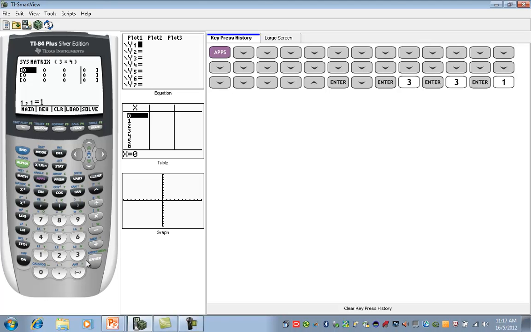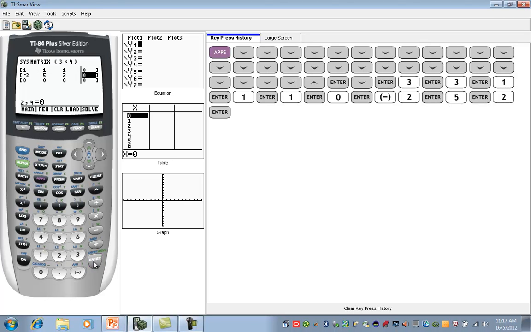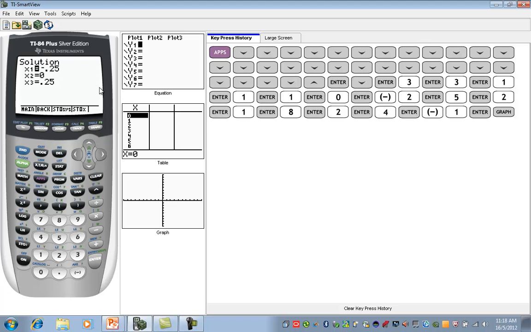I see that the first row is 1, 1, 1 with a right-hand side of 0. The second row is negative 2, 5, 2, so please take care to use the negative sign and not the minus sign. Negative 2, 5, 2, with a right-hand side of 1. And finally, my final equation was 8x plus 2y plus 4z equals negative 1. Now with this, I am good to go, so I just press solve over here. And this is the solution I obtained.